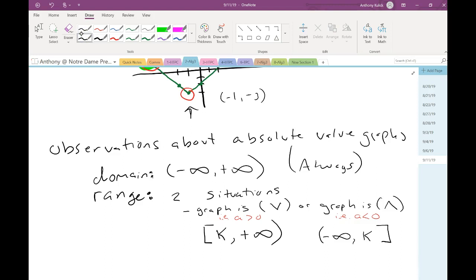And we can tell if the graph is going to be V-shaped or wedge-shaped by looking at the sign of A. If A is positive, it'll be a V. If A is negative, it'll be a wedge.